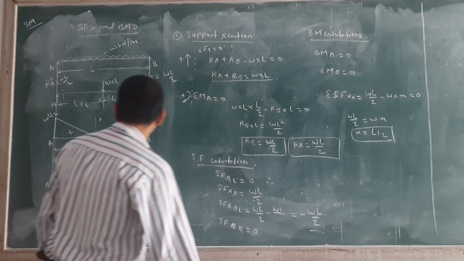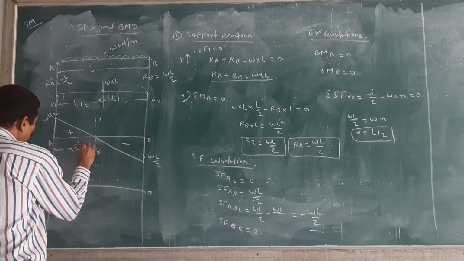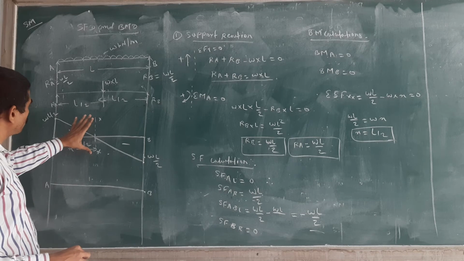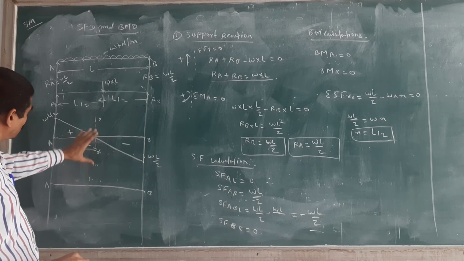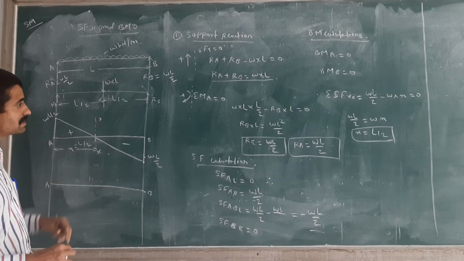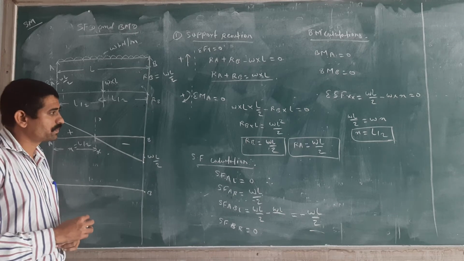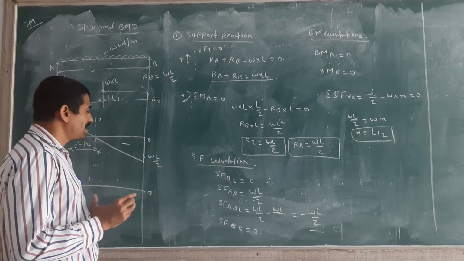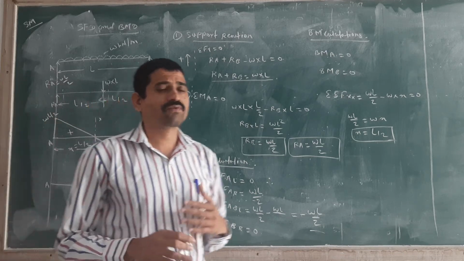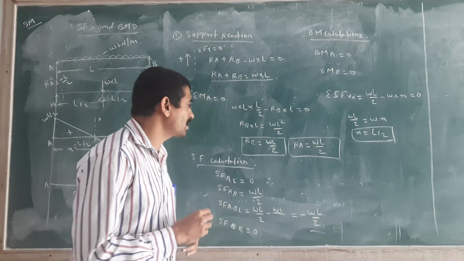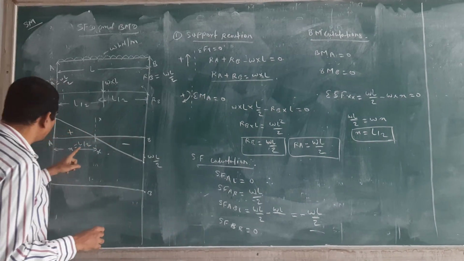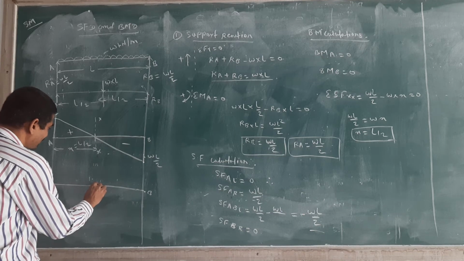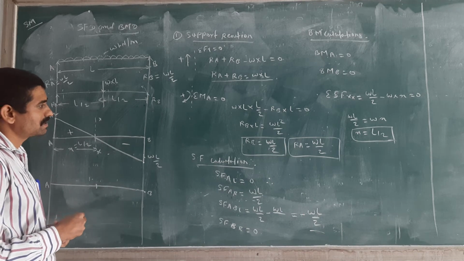Very simple. You can calculate this X value by taking the moment about the section, with shear force at XX equal to 0. Then you will get X equal to L by 2. Once we have X equal to L by 2, we know that where the shear force is 0, there we will get the maximum bending moment. At L by 2, at the center, we will get the maximum bending moment.